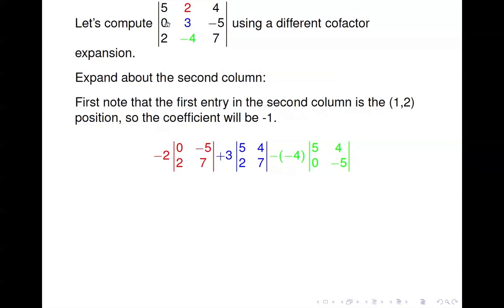And we eliminate the row and the column containing the 3. So we're left with 5, 4, 2, 7. And then we move on to the -4.